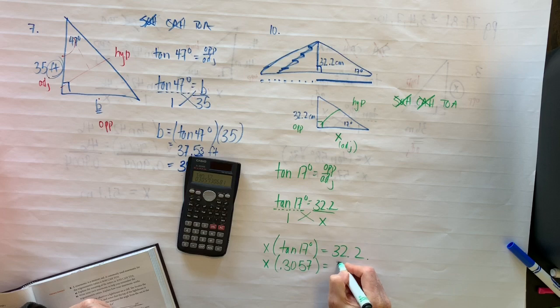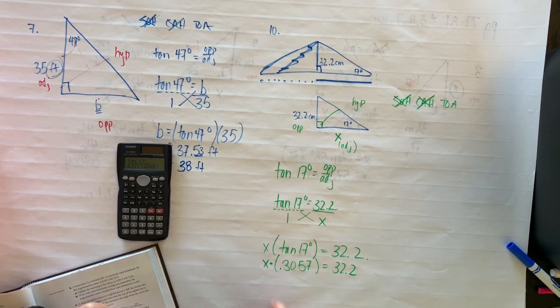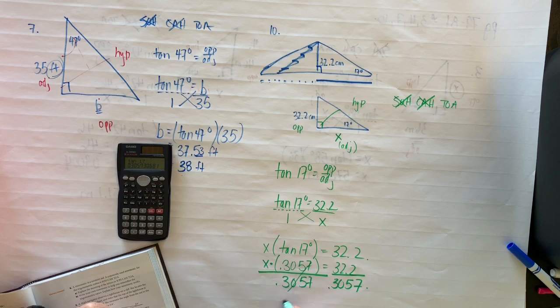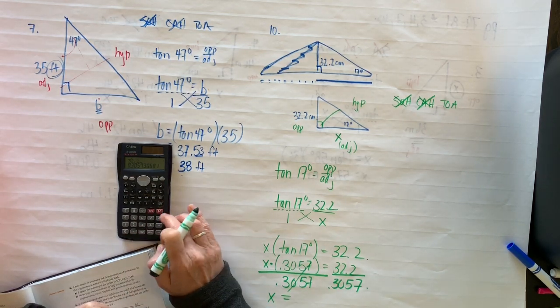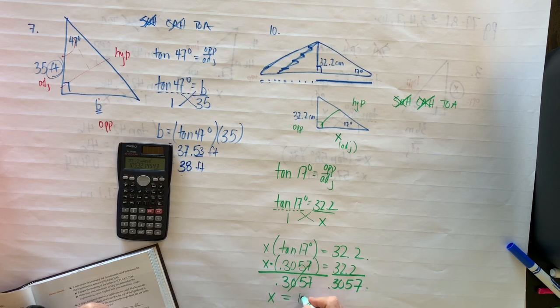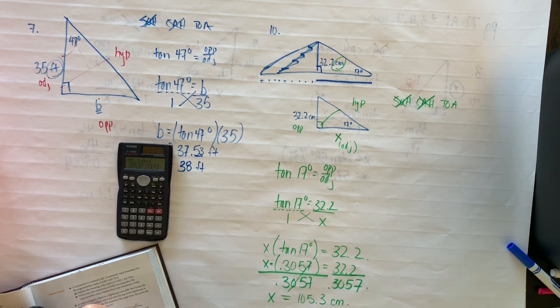0.3057. Okay, right now X is multiplied by 0.3057, so I need to do the opposite operation. I'm going to divide by 0.3057. What I do to one, I do to the other, so they're going to cancel out. X equals 32.2 divided by 0.3057, which is 105.3. And let's take a look at those units. Centimeters in the question, centimeters in the answer.